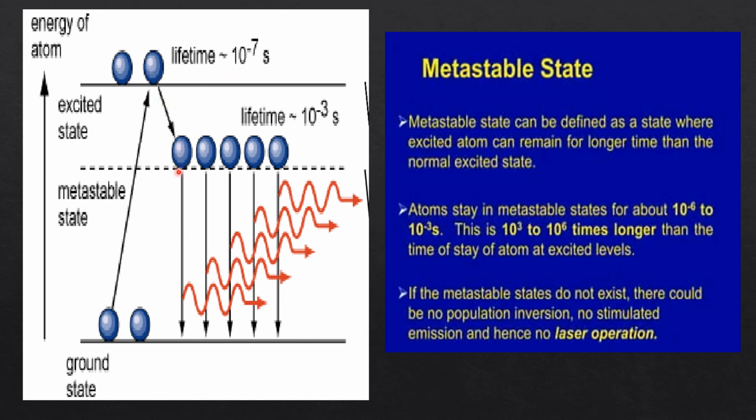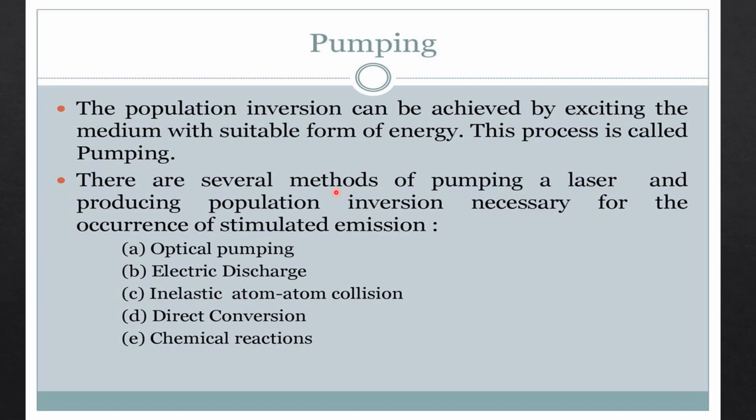But if you have any intermediate state called metastable state, where these atoms are made to stay back for some time and the lifetime of the charge carriers is increased, say for example 10 power minus 3 seconds, then the metastable state is a state where the lifetime of the charge carriers is made to be more than the normal excited state. So if the metastable state does not exist, then there is no population inversion, no stimulated emission and no laser operation. So this metastable state is a very important state in order to increase the lifetime of the charge carriers. Now let us see about pumping.